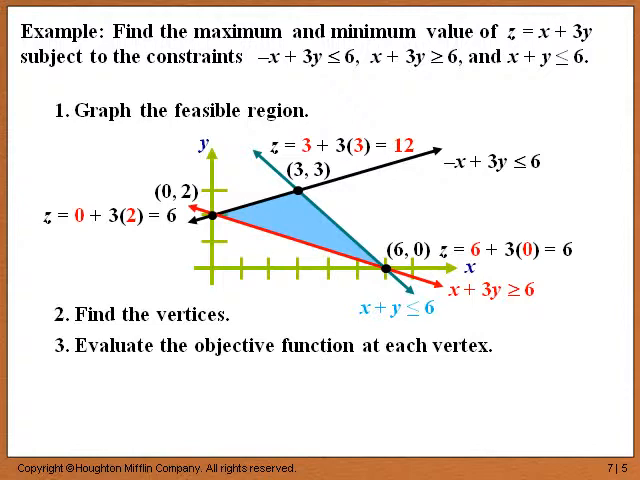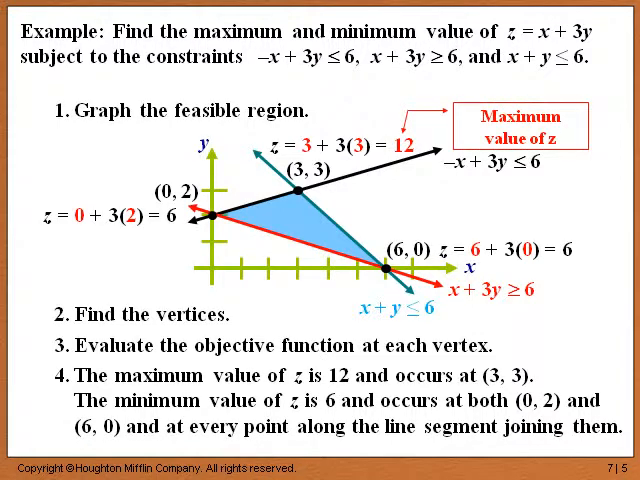And for all of those, you can see that we simply use the objective function z equals x plus 3y with the different ordered pairs. Now we can conclude that the maximum value of z is 12 because that is the highest z that we can get for this feasible region. We can also see that the minimum value of z is 6, and we got 6 for 2 of the vertices. And therefore, we can conclude that the maximum value of z is 12 and occurs at the vertex (3, 3).